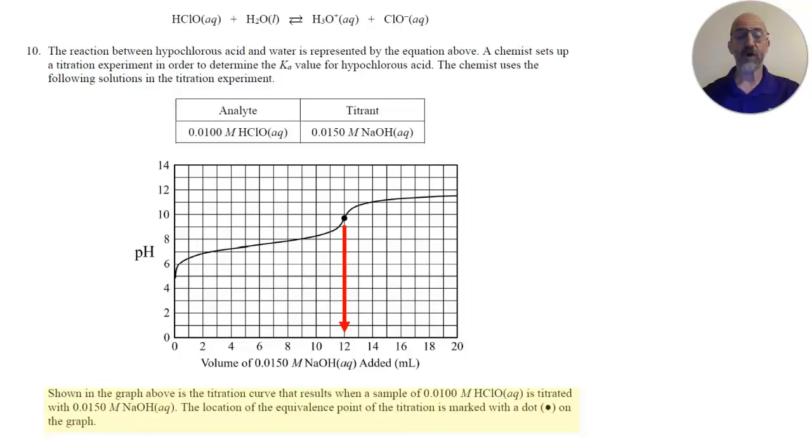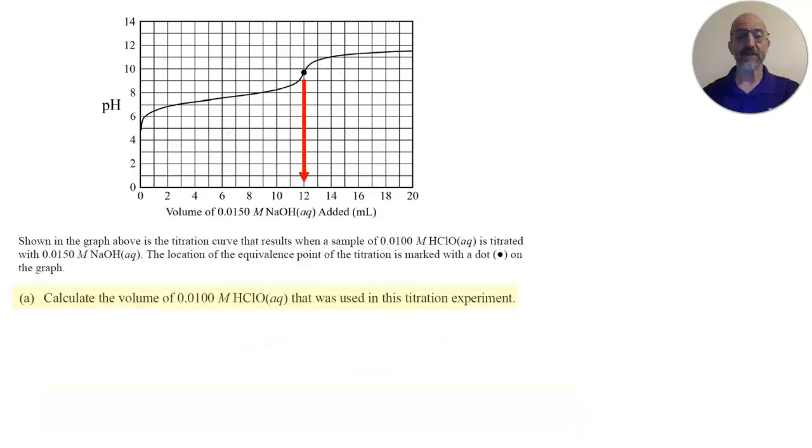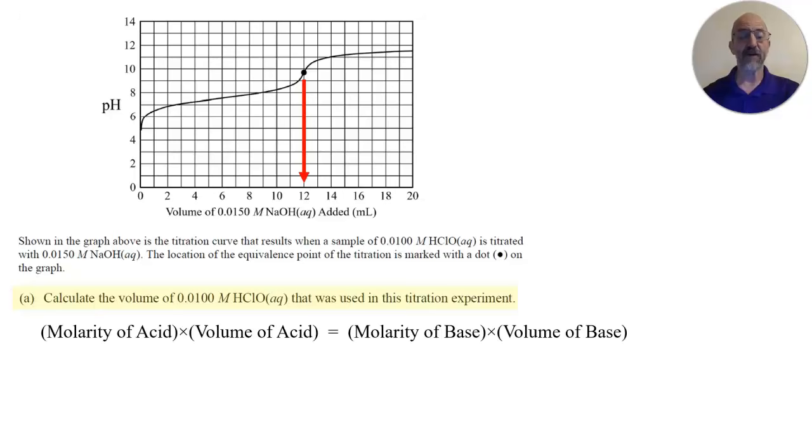We don't know the volume of that hypochlorous acid that was used. So it looks like that's going to be what we have to figure out in part A of question 10. Can I use M times V equals M times V? Yes. Molarity of the acid times the volume of the acid equals the molarity of the base times the volume of the base. So we do have another example of a 1-to-1 mole ratio between the acid and the base.